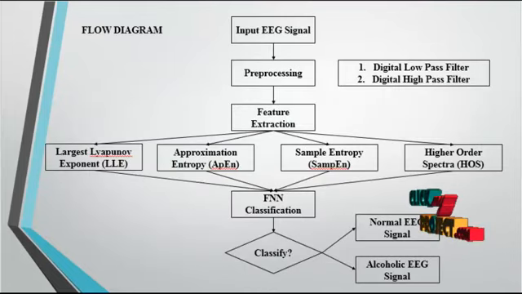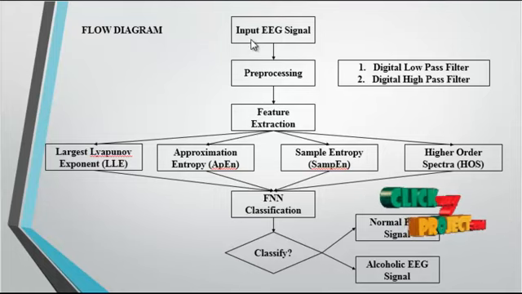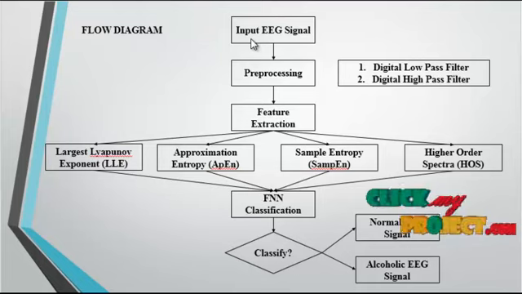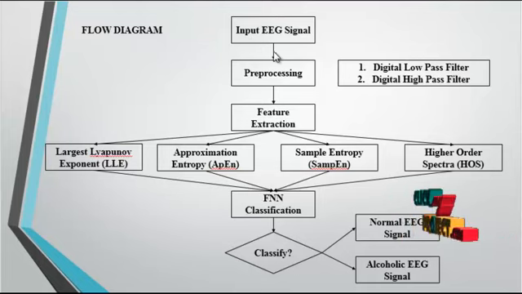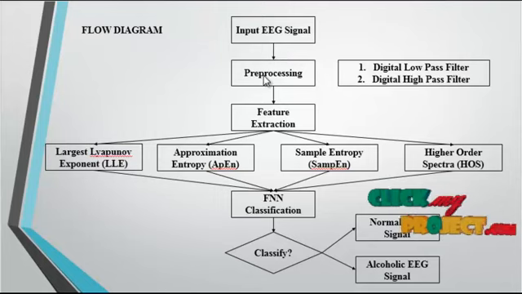Now we are going to discuss the flow diagram for the process. At first, the input signal is taken from the dataset. The dataset is the folder which consists of several input signals. After getting the input signal from the dataset, the pre-processing is carried out.